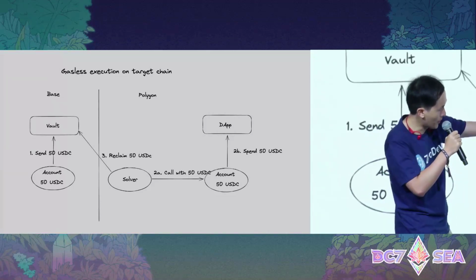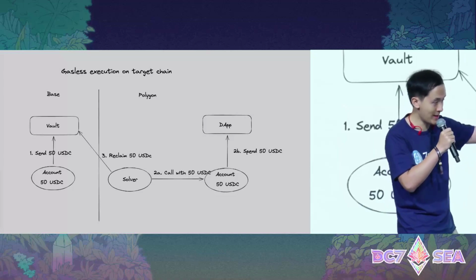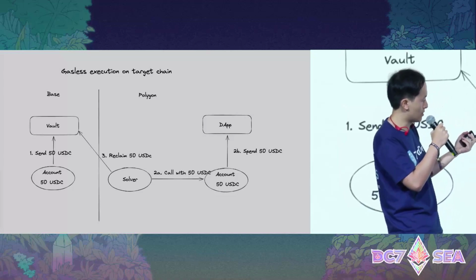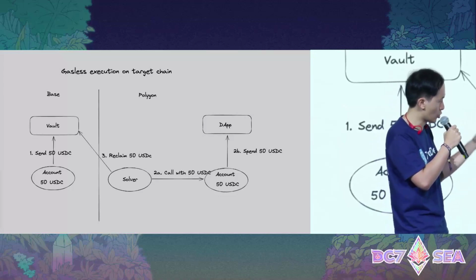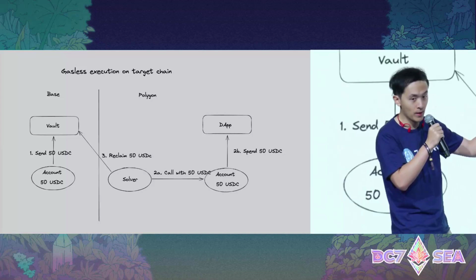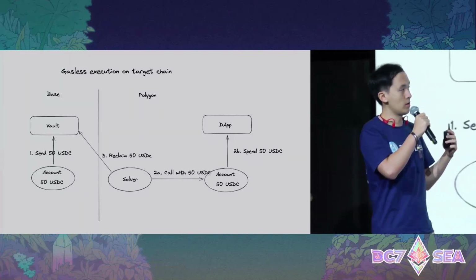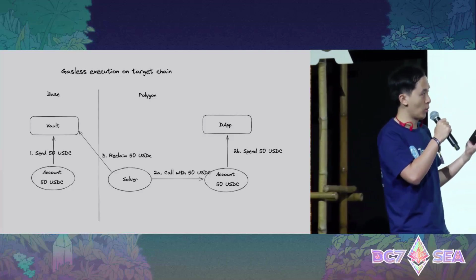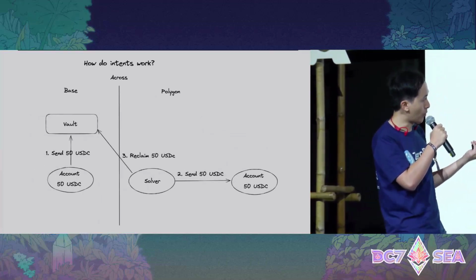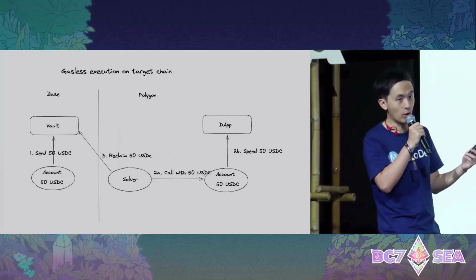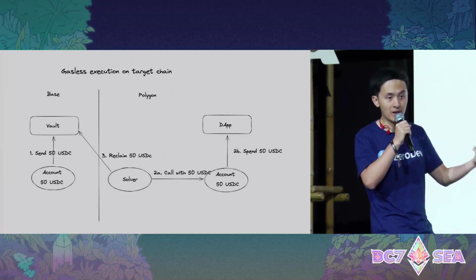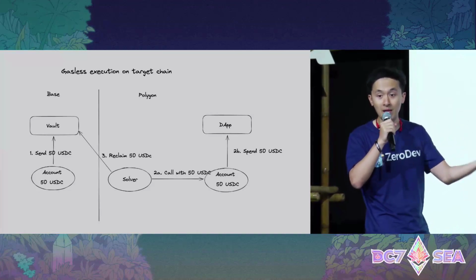These two steps, 2A and 2B here, are actually one single transaction, and this is only possible because your account is now a smart contract. So the solver calls you, and then you call the dApp. Now we have moved from a system in which we can only do transfers, which is the normal intent bridges, to a system where we can do executions, meaning that your smart accounts can now interact with arbitrary applications.